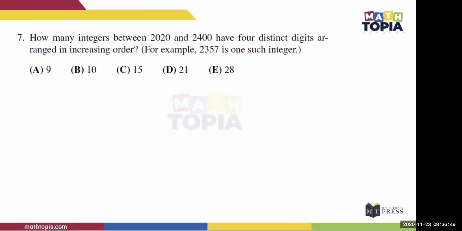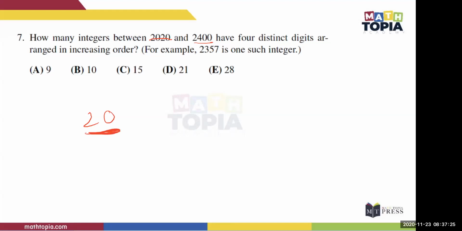Number 7. How many integers between 2020 and 2400 have 4 different digits arranged in increasing order? This may look like a hard problem at first because we see, oh, there are many numbers between this number and this number. But really, when we think about it, well, what numbers would not work? How about numbers in the 2000s, greater than 2020? They will not work because 0 is less than 2. This is not an increasing order already, so we can eliminate numbers in the 2000s.